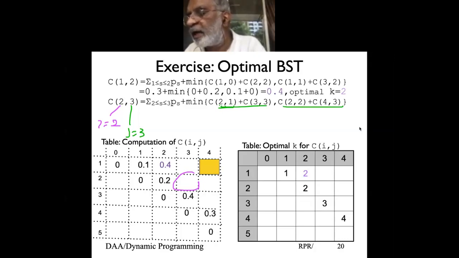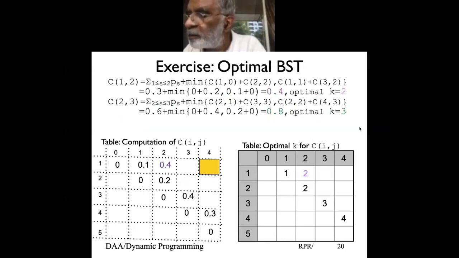When k is 2, C(i, k-1) becomes C21, and C(k+1, j) is C33. Here k is 3 because there are two possibilities, 2 and 3. When k is 3, C(i, k-1) with i is 2 is C22, and k plus 1 is 4, C43. And look again, this is 0, this is 0 again, this is P3, and this is P2. So my value becomes min of 0 plus C33 is 0.4, C33 is 0.4, C22 is 0.2.